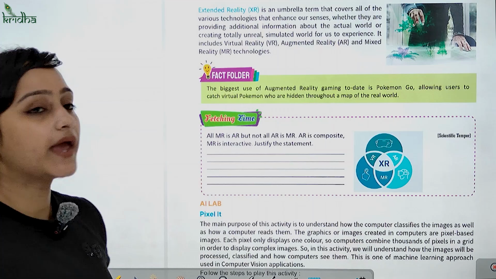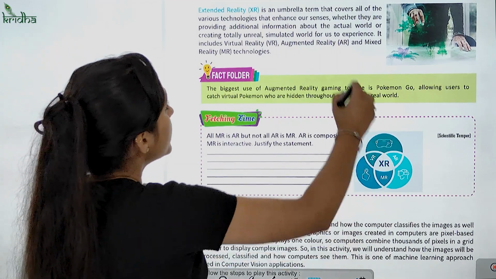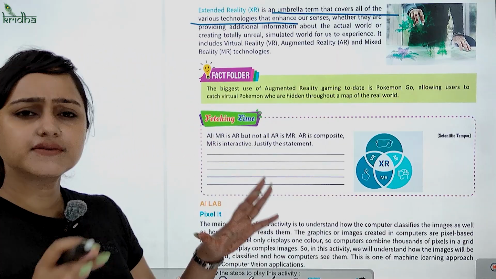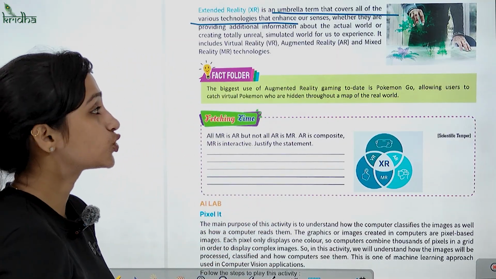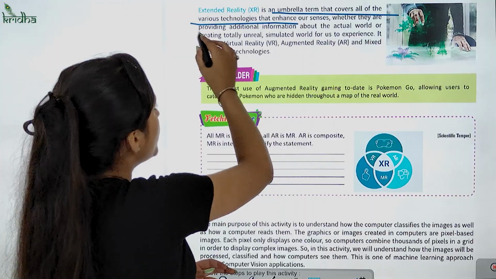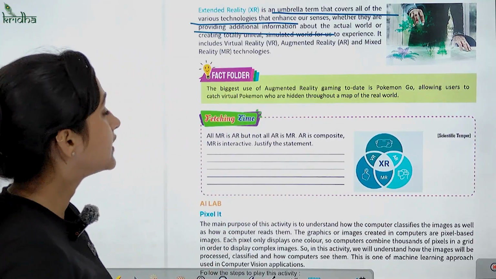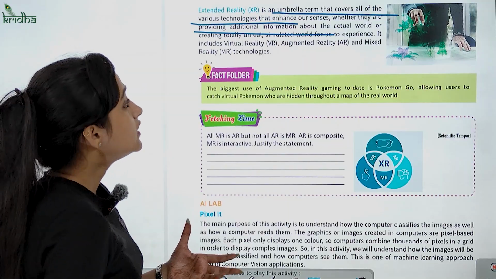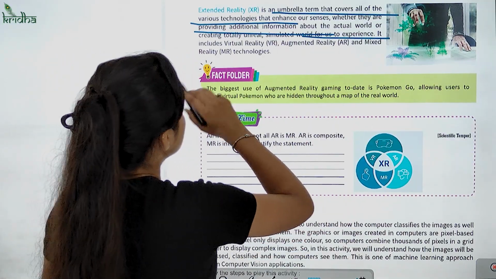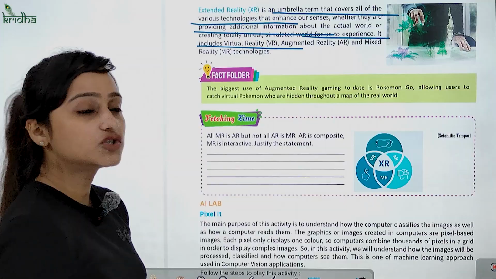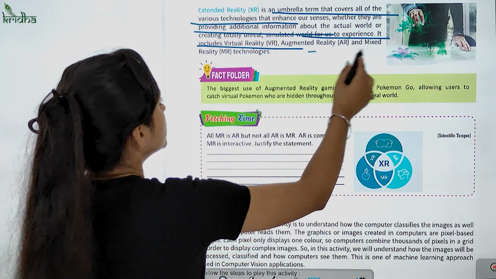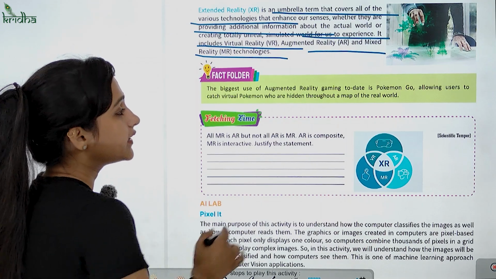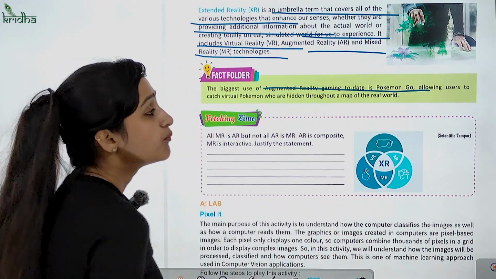Extended reality, XR, is an umbrella term that covers all the various technologies. Umbrella term which covers सारी technologies को जो enhance करती है senses को, whether they are providing additional information about the actual world, ये additional information provide करता है actual world के बारे में, and create a totally unreal simulated world for us to experience. It includes virtual reality. So virtual reality होता है, augmented reality होता है and mixed reality technologies भी होती हैं. The biggest use of augmented reality gaming to date is Pokemon Go.